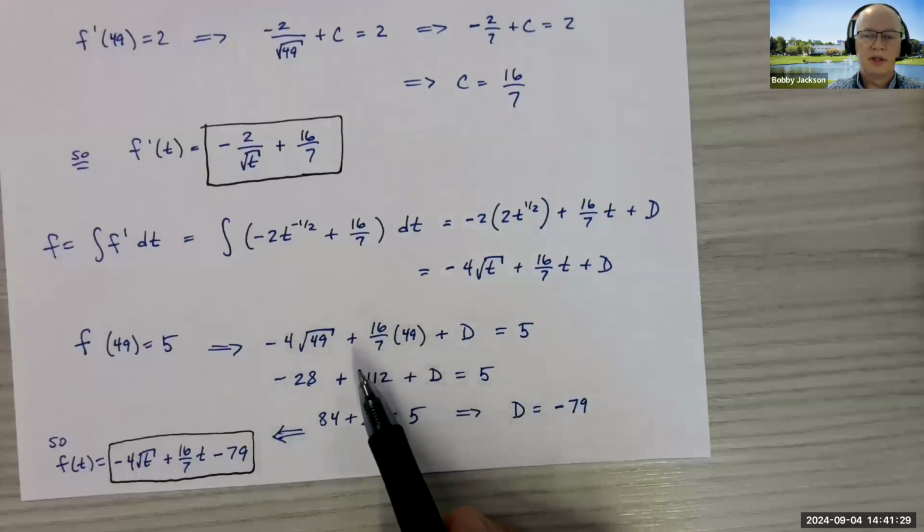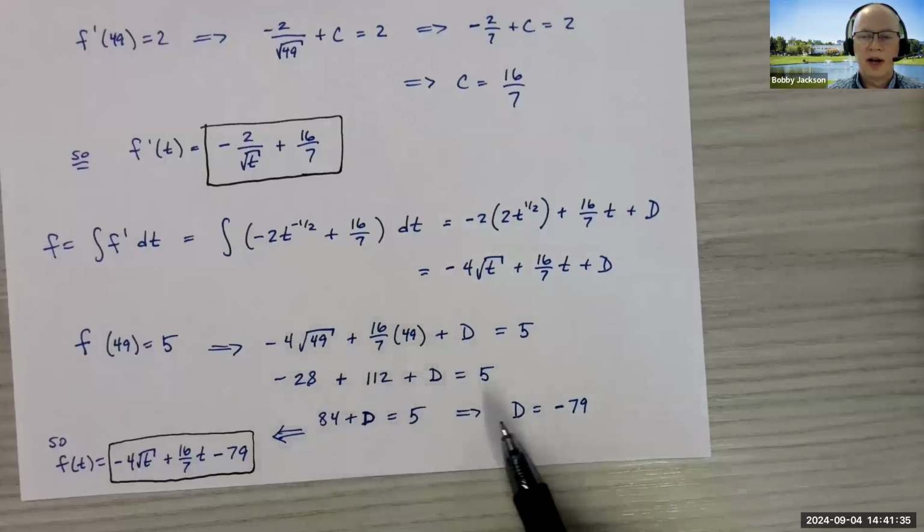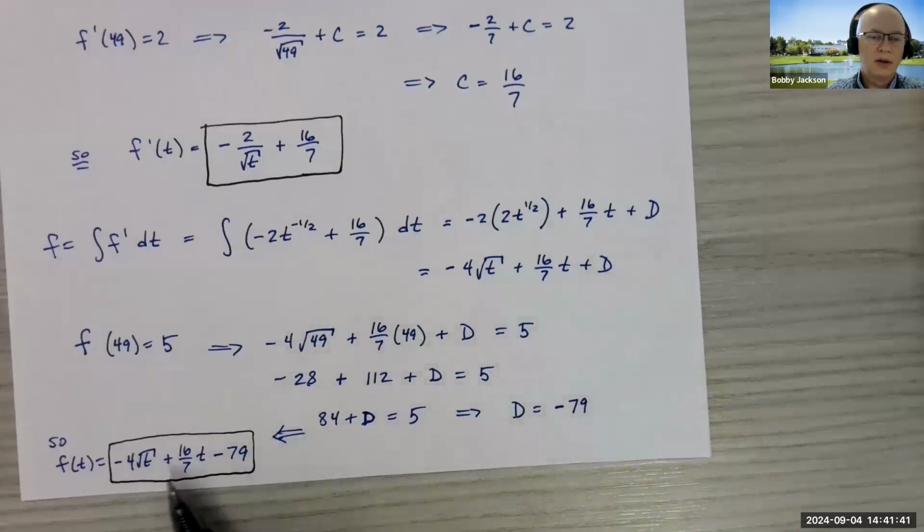7 times 16 is 112. So adding those together, I get 84. Subtracting 84 from 5 gives me negative 79. So that's the value of d. And so here's my final function.